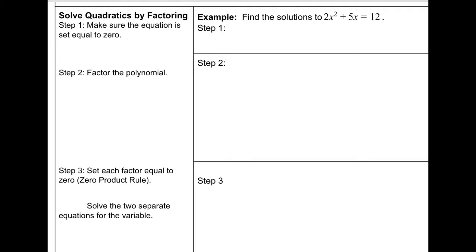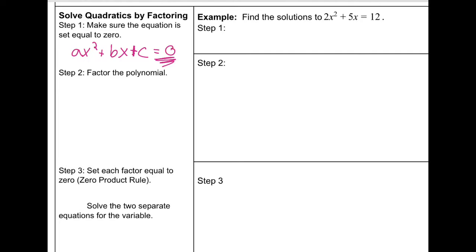We have the quadratic equation 2x squared plus 5x is equal to 12. And we said that very first step is to make sure it is equal to 0. Remember, it has to be in standard form where it's equal to 0. And that is not the case here.